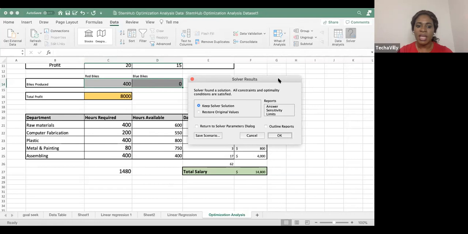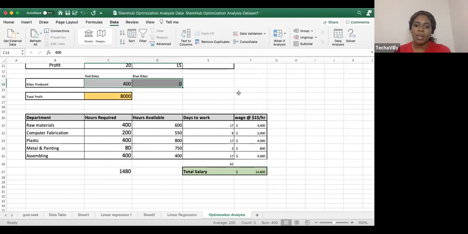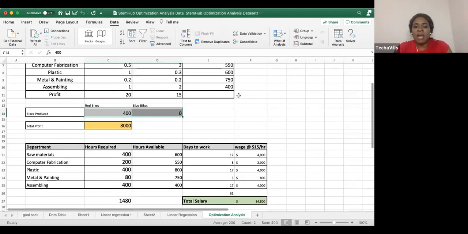So it gave us the answer, and the solver results now came. It says solver found a solution. All constraints and optimality conditions are satisfied. That means we are good to go. And then if you agree, just click OK. So we have that, and that's how we got the result.